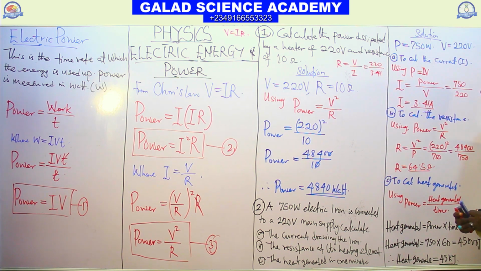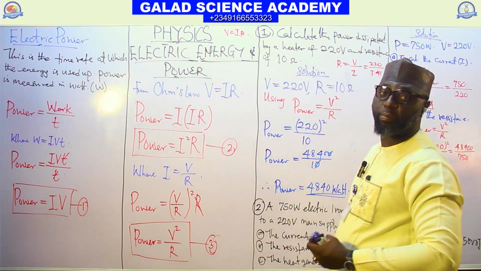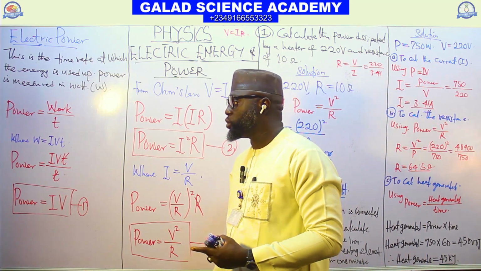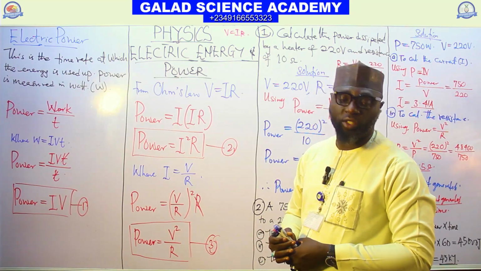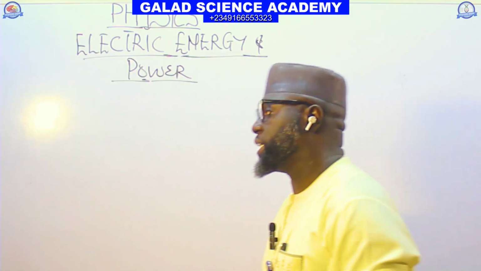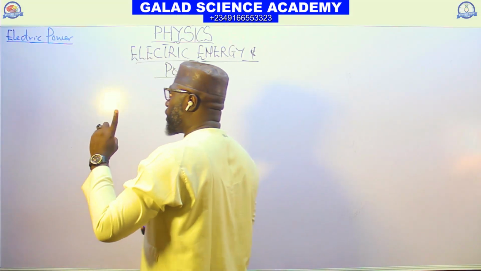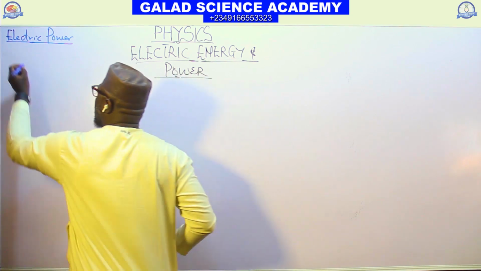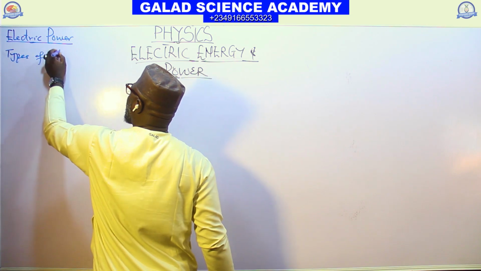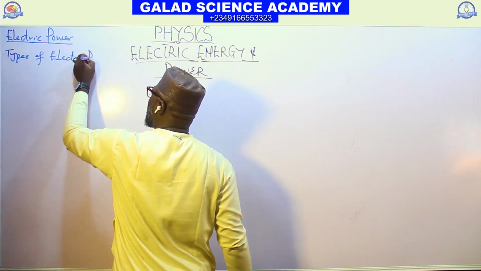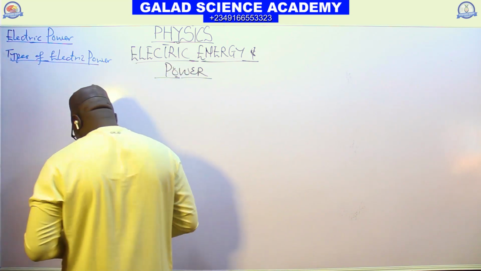So I think we are okay with these two examples of electric power. Let us now move to the types of electric power. The electric power are of three types.